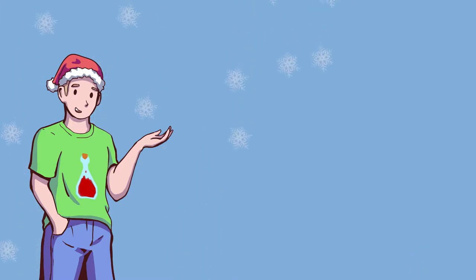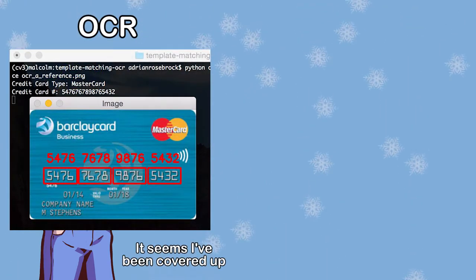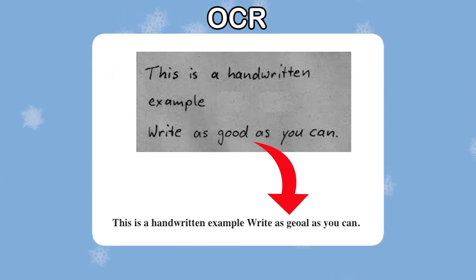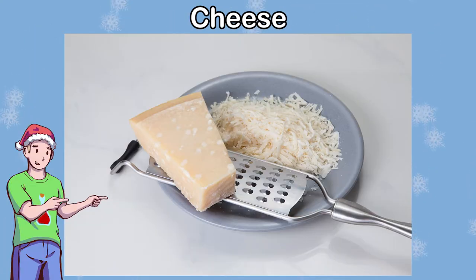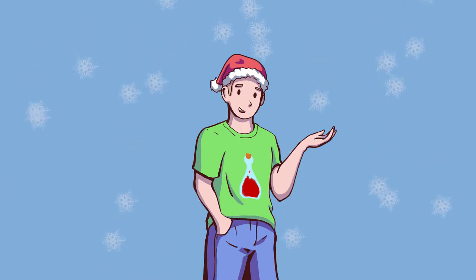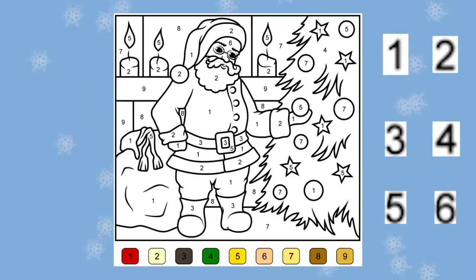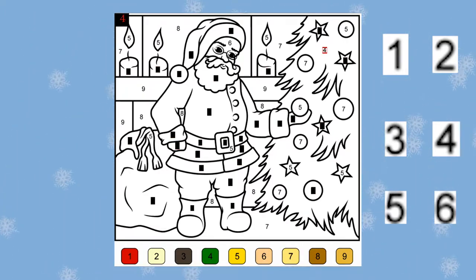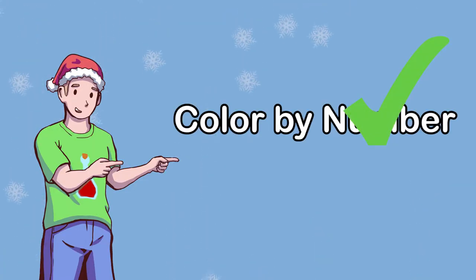The first step was to detect the numbers, and there's two ways you can do this. One is with character recognition, known as OCR, or the other is cheesing it. OCR is generally good at detecting text but can still miss parts in the image. So I went the cheese route, cause who doesn't like cheese? Anyways, my alternative was to save all the numbers from the image to a file and then scan over the image to find the numbers. As you can see, it is able to extract all of the numbers from the image. We have now tackled the number part of color by number.